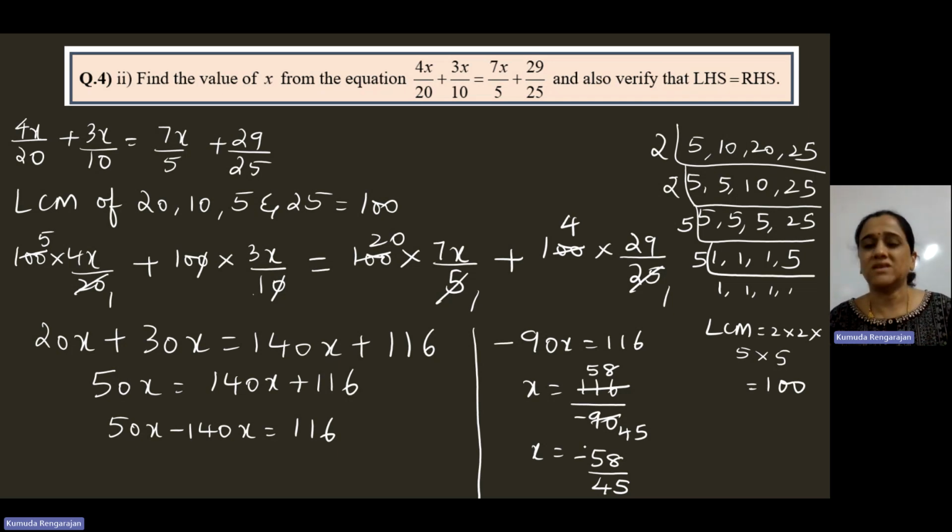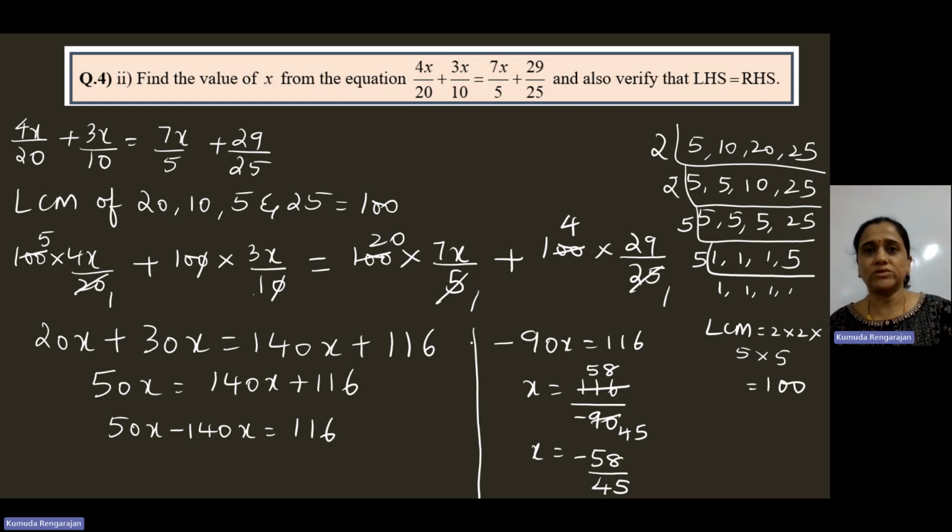You understand? So now what have we answered? Find the value of x. We found the value of x. x is equal to minus 58 by 45. What is verification? You'll have to take the LHS, put the value of x in the LHS, and the value of x in the RHS. You should work out the LHS and RHS and you should get the same value in both. Then you have verified the solution.